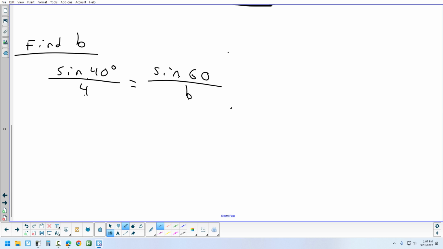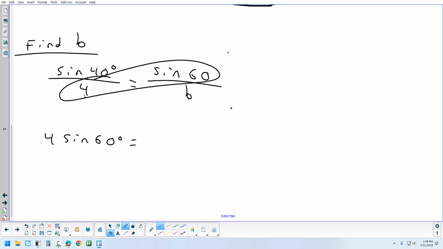Cross multiply. Yep, we're going to cross multiply. We're not going to do anything out until the end, so you don't even need a calculator until the last step. So that's 4 sine 60 equals, and what goes on the other side of that? B sine 40. Perfect.